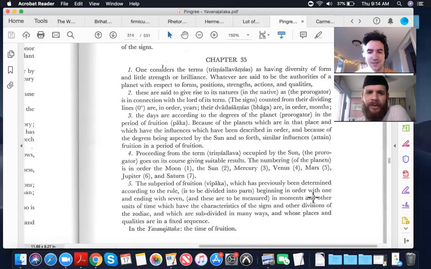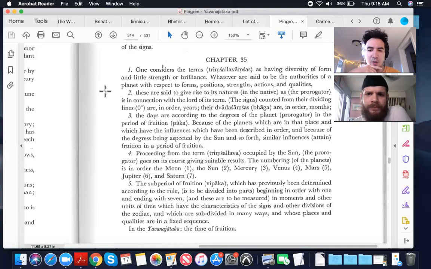So do you want us to read the whole thing? It's only the first 4 shlokas, if you want to read them. Sure. First of all, he starts, one considers the terms. Obviously, we think about the Egyptian bounds right off, right? Well, at least with the way it's translated. The Trimsalavamsha. But by Amshas, we already get the idea it's a division of the sign. Right. One considers the term Trimsalavamshas as having diversity of form and little strength of brilliance. When I saw that, I thought he was meaning combustion or something like that. But obviously, we're talking about division here. Whatever are said to be the authorities of a planet with respect to forms, positions, strengths, actions, and qualities, these are said to give rise to the natures in the native as the prorogator.